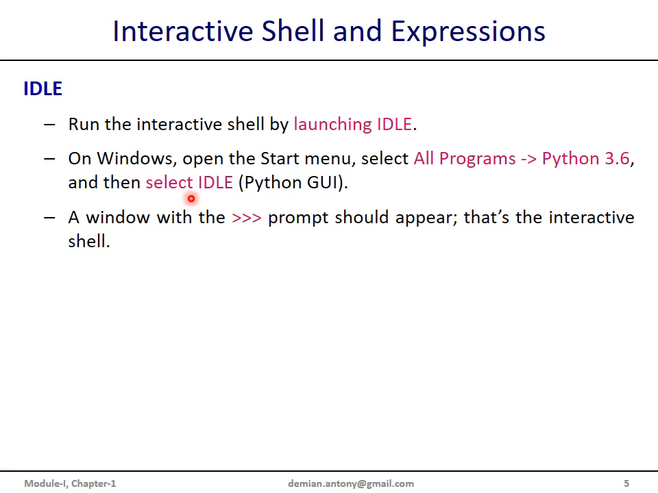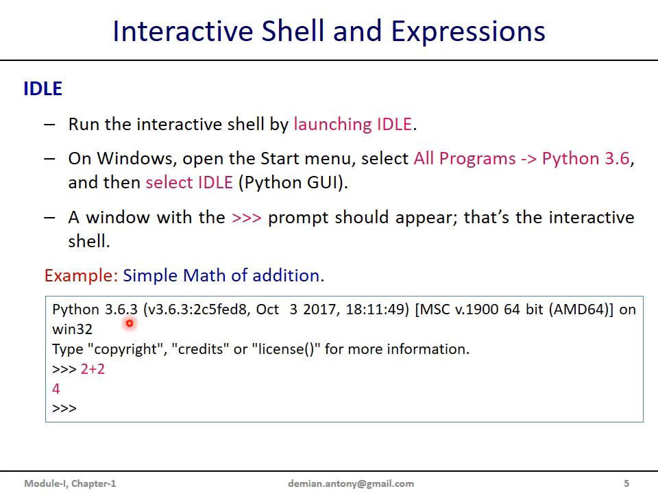Once you choose this IDLE Python GUI, a window will appear with three greater than symbols, which is actually a Python interactive shell. Let's take an example of writing a simple Python script, an expression, with the help of IDLE. This portion represents the version of Python that is installed in the system, and the programmer can type the expression or any valid Python script just after these three greater than symbols.